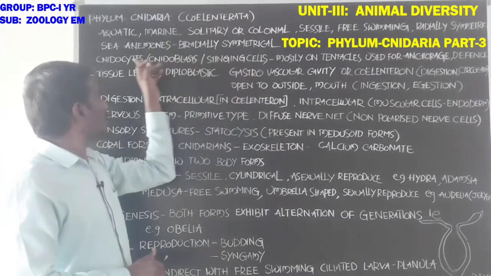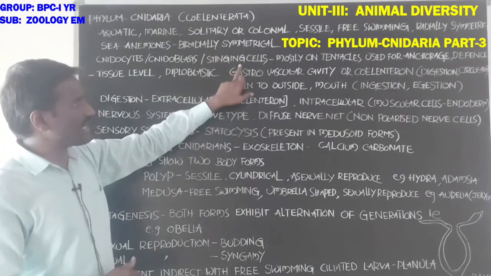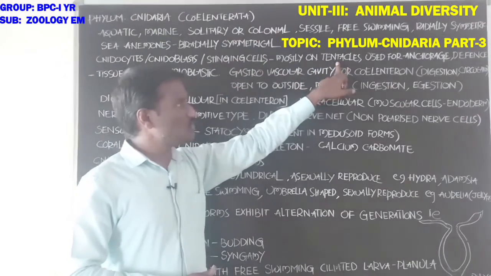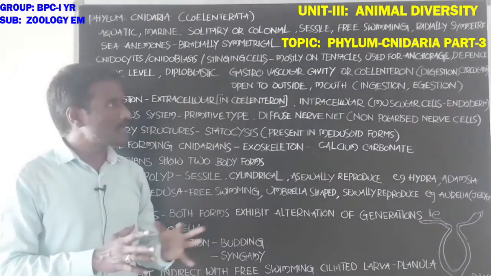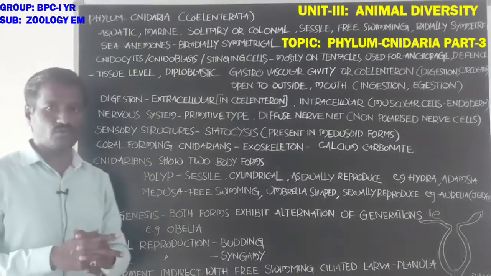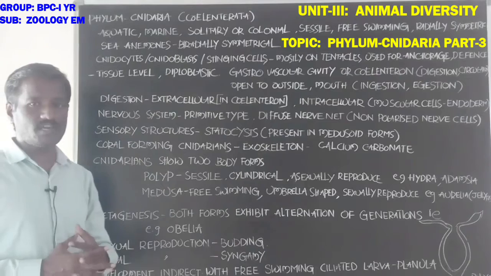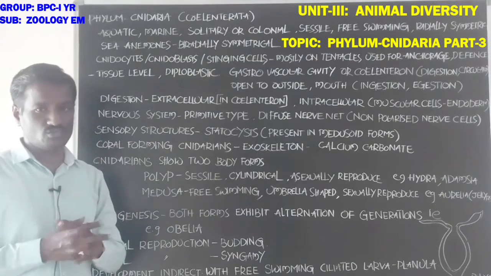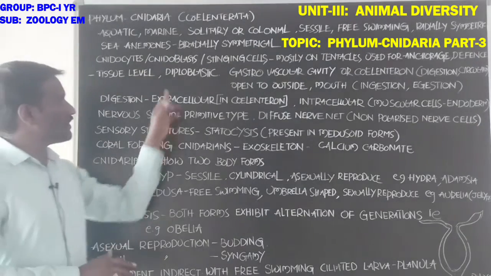These are the cnidocytes, also called cnidoblasts or stinging cells, present on tentacles. They are used for anchorage, capturing prey, and defense. These are the functions of cnidocytes. Next, tissue level organization is present. Cells develop into tissues.